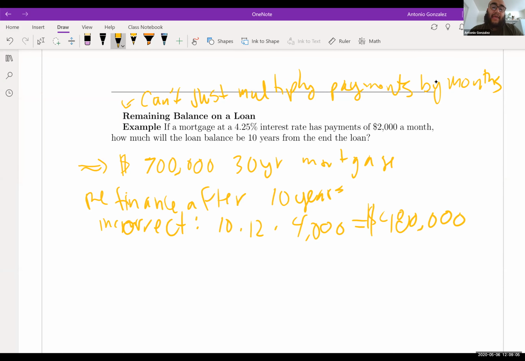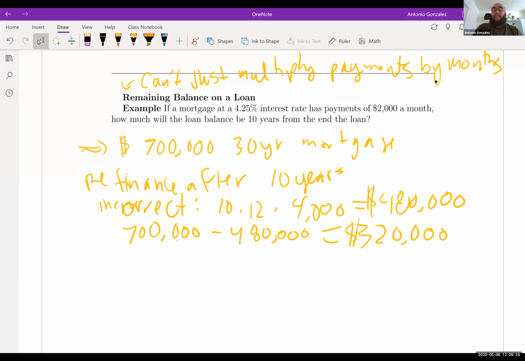480,000. And then I would say, all right, 700 minus 400 minus 480,000. All right, then I would have $320,000 left. Which seems pretty legit, right? That's what I'm doing, but this would be an incorrect approach, right? In this approach, you are not accounting for interest.